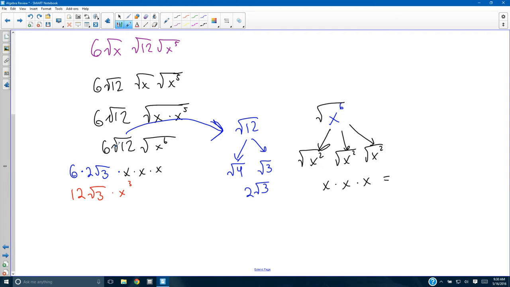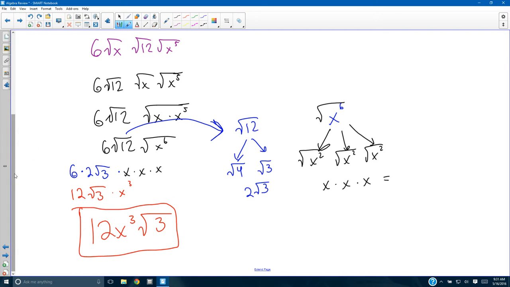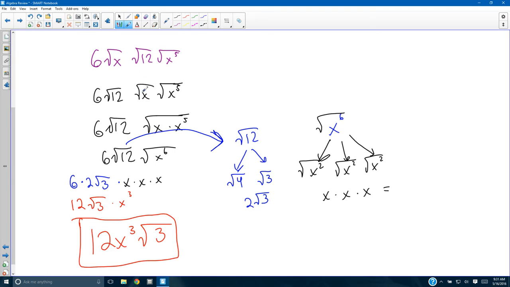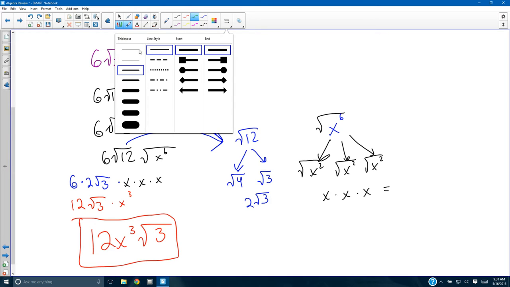And to write this kind of best, you want to write your radical last. Get the x cubed sandwiched in between here. You're going to get 12 x cubed root 3. That is simplest radical form. Probably not the simplest way to do this problem, considering I wrote step by step, but if you want to make sure that you're not losing track of anything, you should probably do it this way.